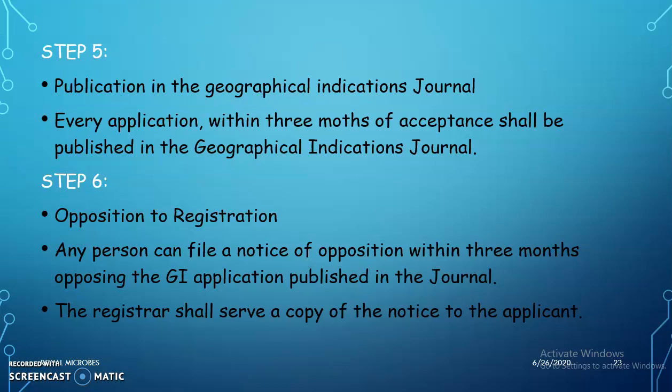In step 6, opposition to registration. Any person can file a notice of opposition within 3 months opposing the geographical indication application which is published in the journal, and the registrar shall serve a copy of the notice to the applicant.